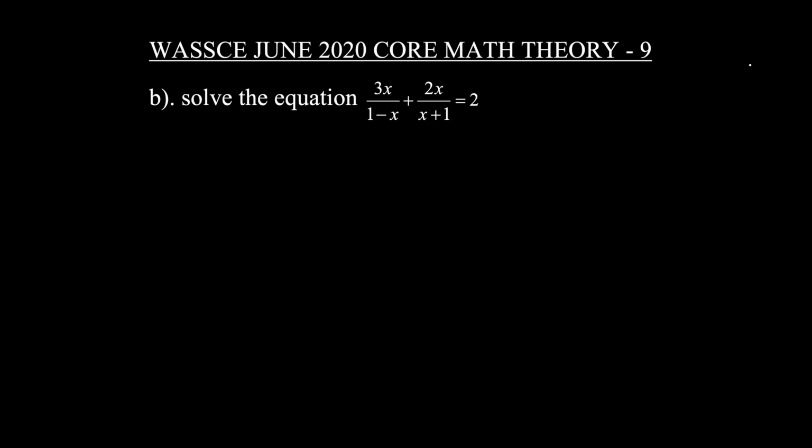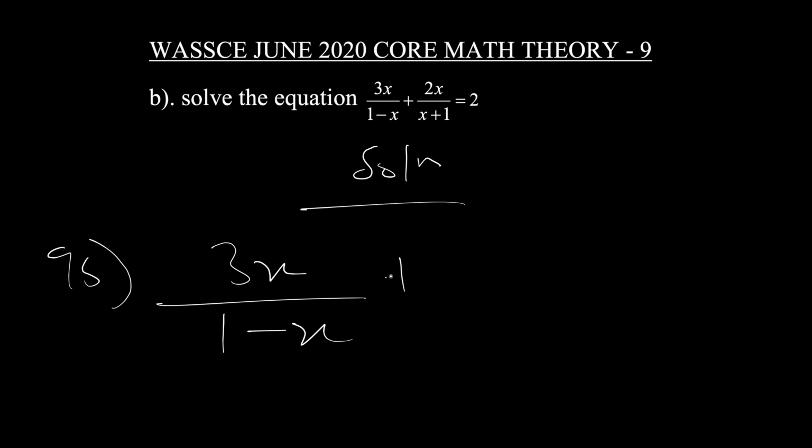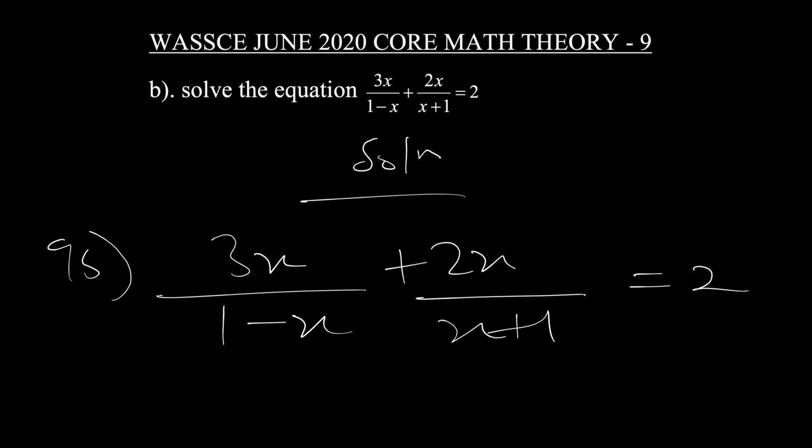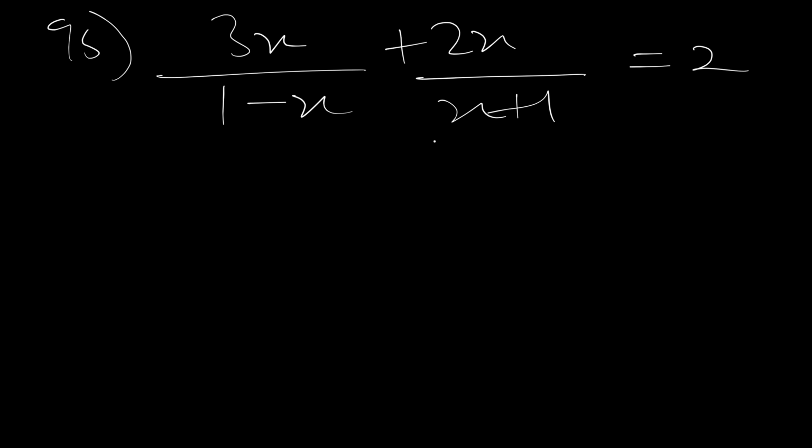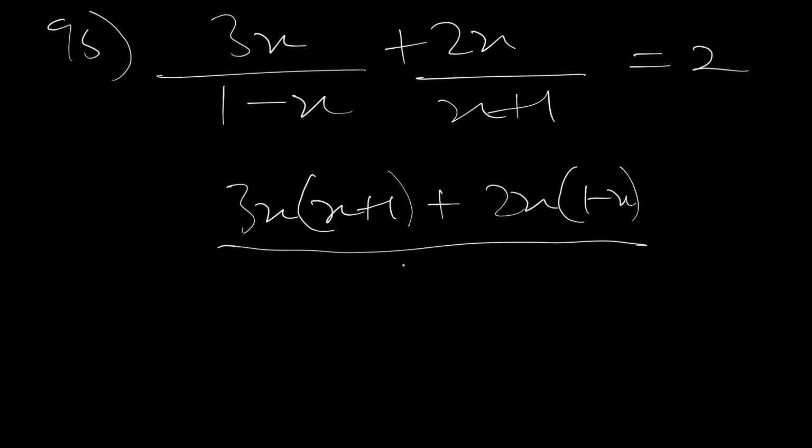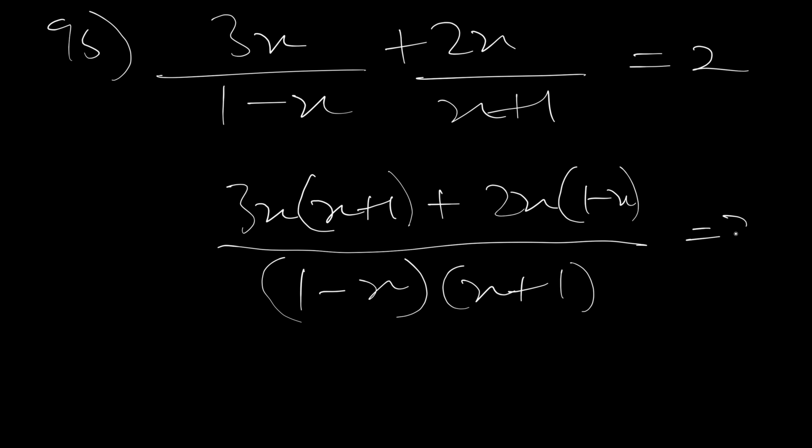Solve the equation 3x divided by 1 minus x plus 2x divided by x plus 1 is equal to 2. So solution for 9b. Now when we simplify the left hand side, we should have 3x multiplying x plus 1 plus 2x multiplying 1 minus x, all divided by 1 minus x times x plus 1 should be equal to 2.